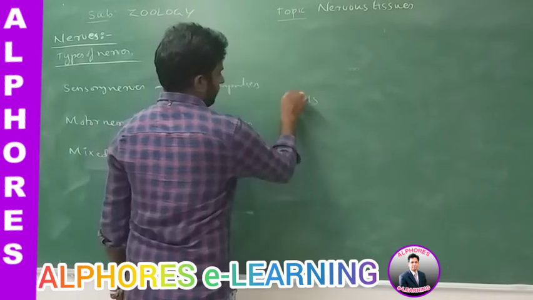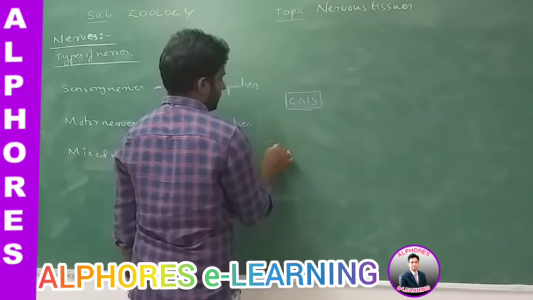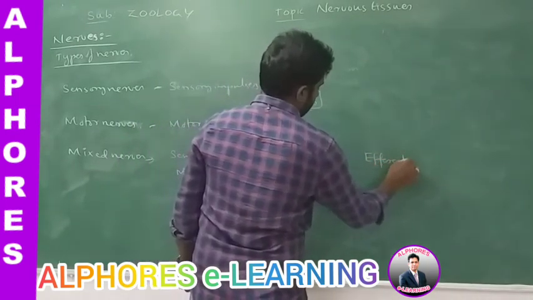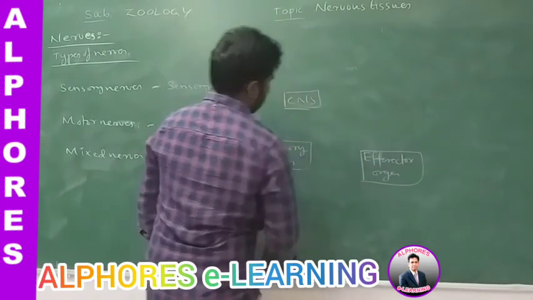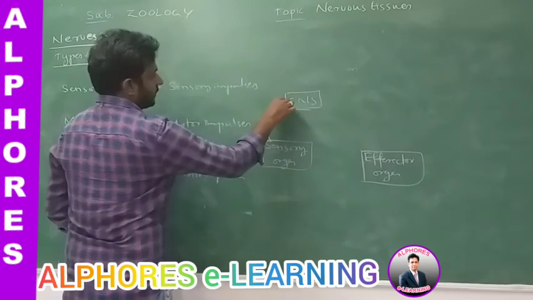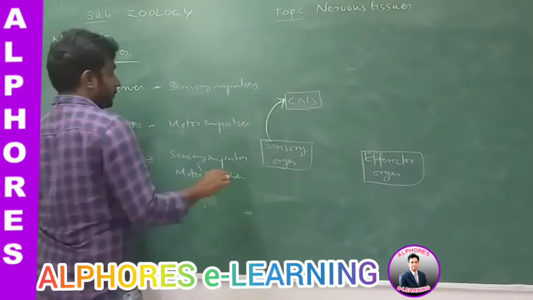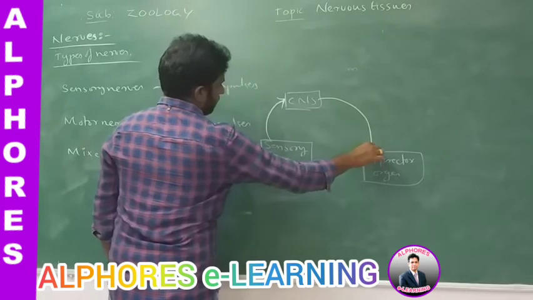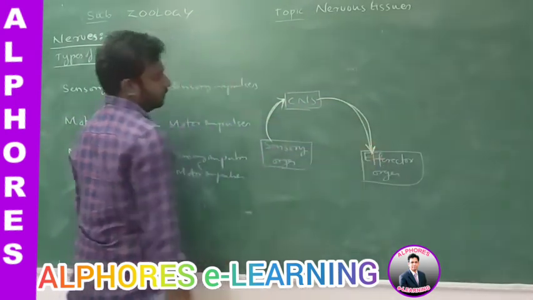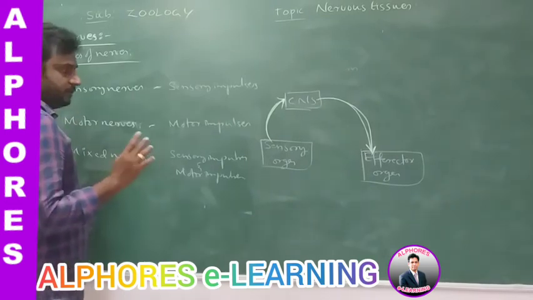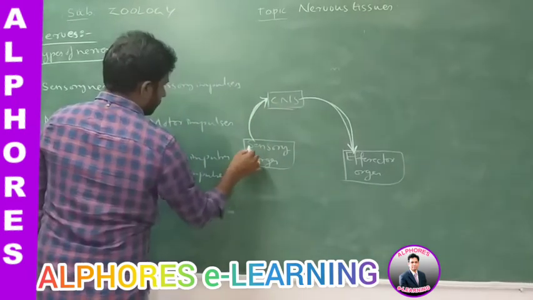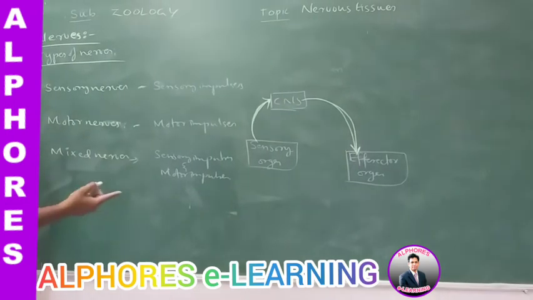So here we have the central nervous system, the sense organs, and the effector organs. Sensory nerves arise from the sense organs and send the sensory impulses to the CNS. Motor nerves arise from the CNS and send the motor impulses towards the effector organs. Mixed nerves have both fibers, a sensory fiber and a motor fiber. This one is the sensory fiber, and this one is the motor fiber. So they conduct impulses towards the CNS and away from the CNS.